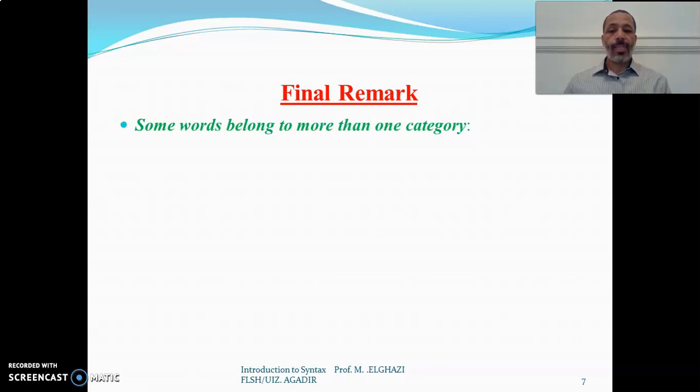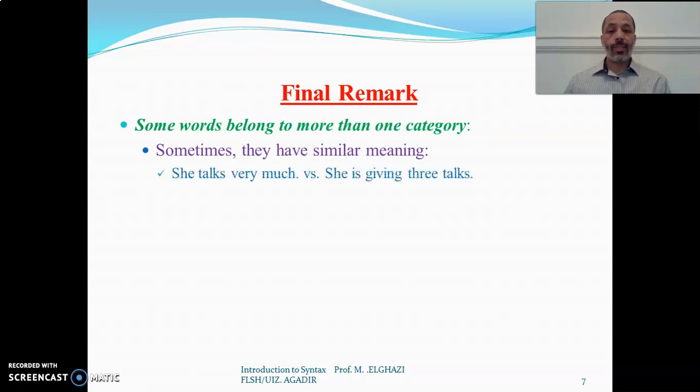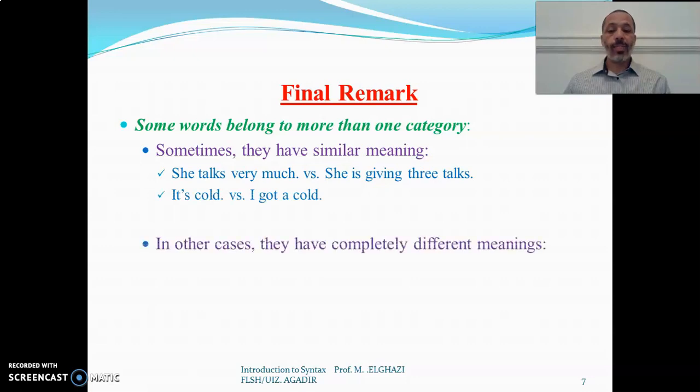But we have to bear in mind that sometimes some words can belong to more than one category. Sometimes they are classified as verbs. In other cases, they can be classified as nouns. This depends on the context. So if you see the examples below, she talks very much. The word talks here is a verb. But when you say she is giving 3 talks, talks becomes a noun. So the same word can be classified into different categories depending on the context. The other example, it's cold versus I got a cold.